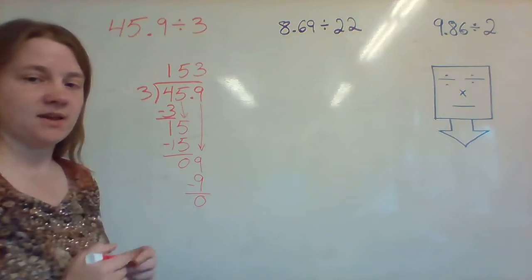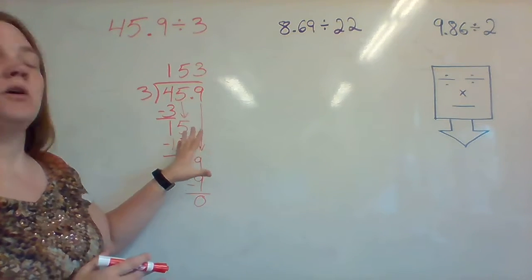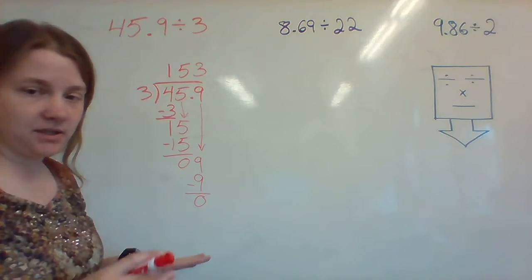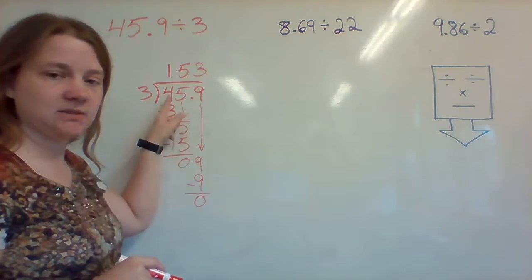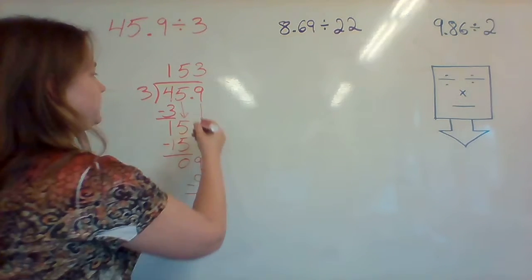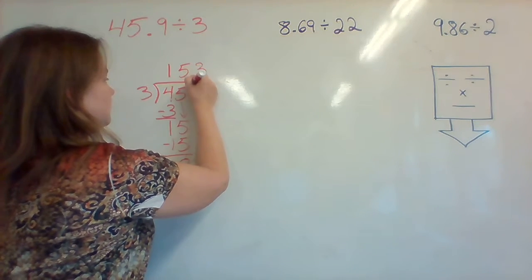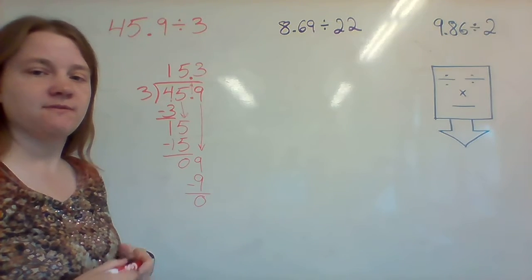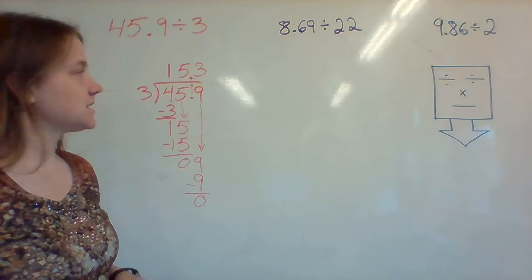I don't have any number left, so I'm completely done with my division. Now it's time to look at that decimal. And that decimal is going to float straight up to right above, and my final answer is 15.3.